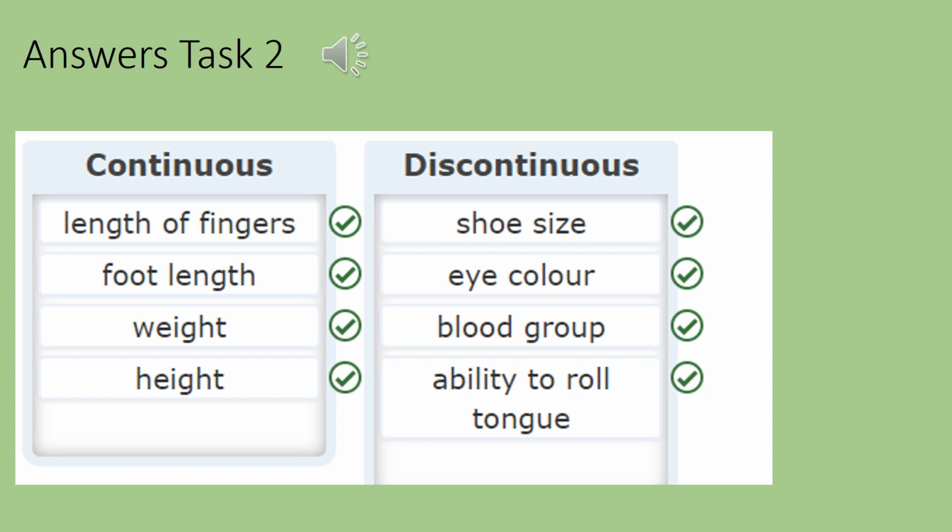Discontinuous, you should have shoe size, eye colour, blood group and ability to roll your tongue. So these are things that you have a specific size and that's it. It's a category. And if it's a category, it's a bar graph. And if it's not a category and it's continuous, remember, it's a histogram.